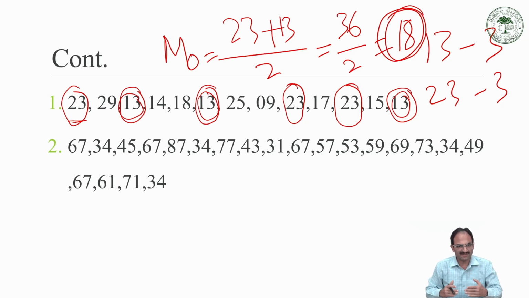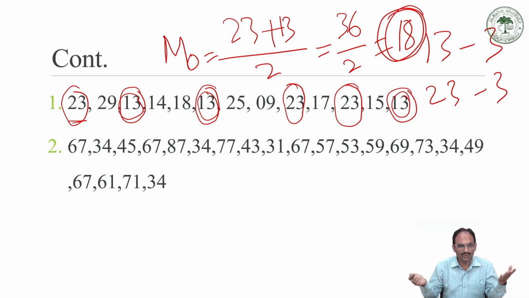Now, let's come to another problem. A problem has been written on this particular slide and you see the data. So I'm repeating the numbers: 67, 34, 45, 67, 87, 34, 77, 43, 31, 67, 57, 53, 59, 69, 73, 34, 49, 67, 61, 71 and 34. These are the numbers which have been given and you are required to find the mode.